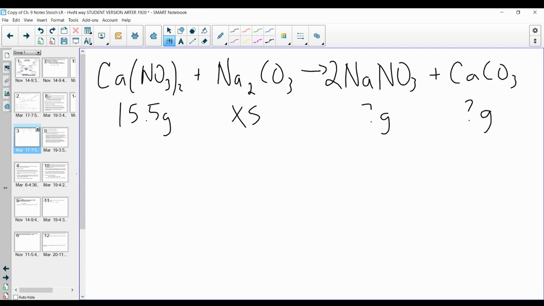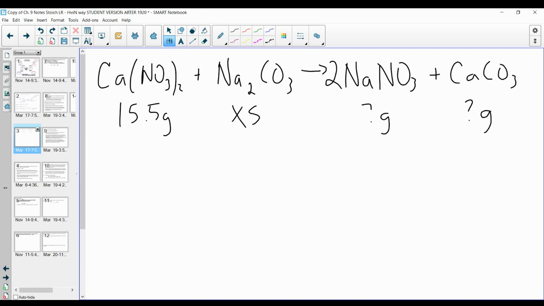So we are now completely balanced. So you're going to see something like this. 15.5 grams of calcium nitrate is reacted with excess sodium carbonate. So that means that we have more sodium carbonate than what we actually need. The question would then say how many grams of sodium nitrate and calcium carbonate would be produced.